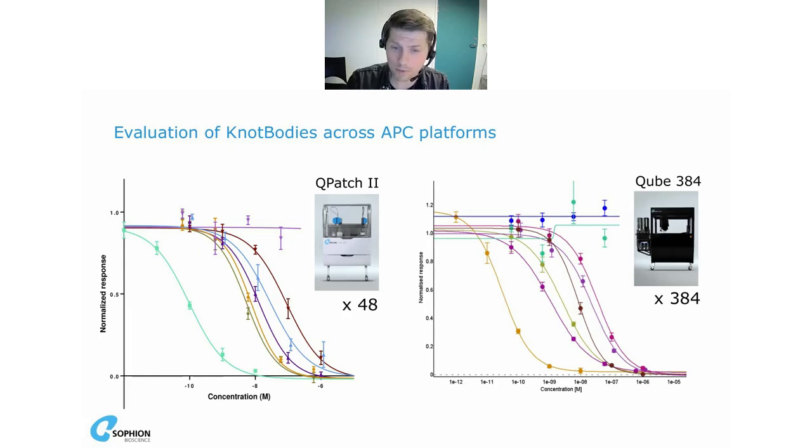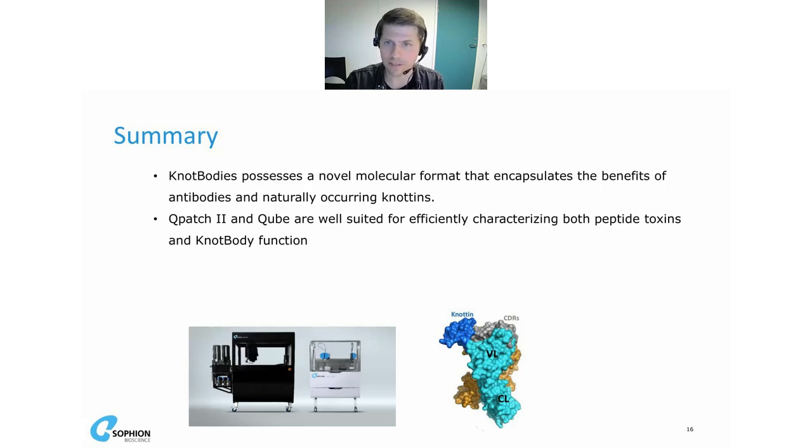Lastly, in this study, we reproduced all the data on the Qube 384 system, showing that it's feasible to run high throughput evaluation of biologicals on this system as well. And with this study, we can also demonstrate reproducibility across our platforms. So, in short, to summarize, the Notbodies are a novel molecule format harvesting the benefits of both antibodies and toxins. And the QPatch 2 and the Qube are suitable for characterizing these peptides, but also the Notbody function.